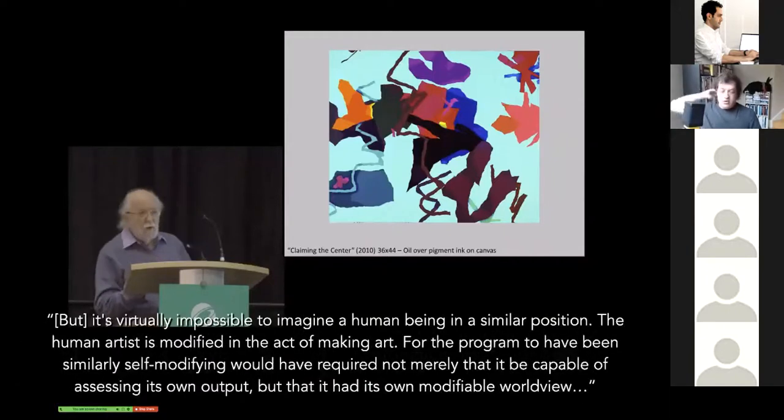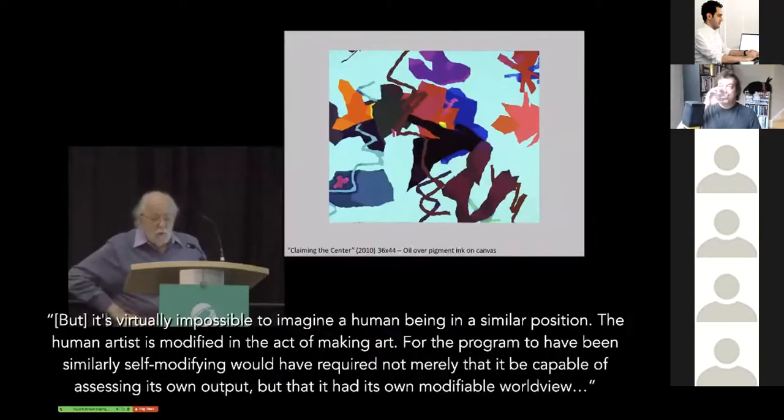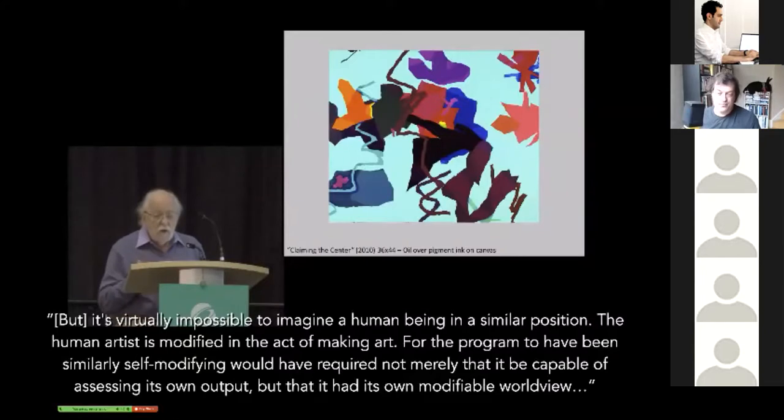Well, of course, that's exactly the point. It's virtually impossible to imagine a human being in a similar position. The human artist is modified in the act of making art. For the program to have been similarly self-modifying would have required not merely that it be capable of assessing its own output, but that it had its own modifiable worldview to provide a basis for any.